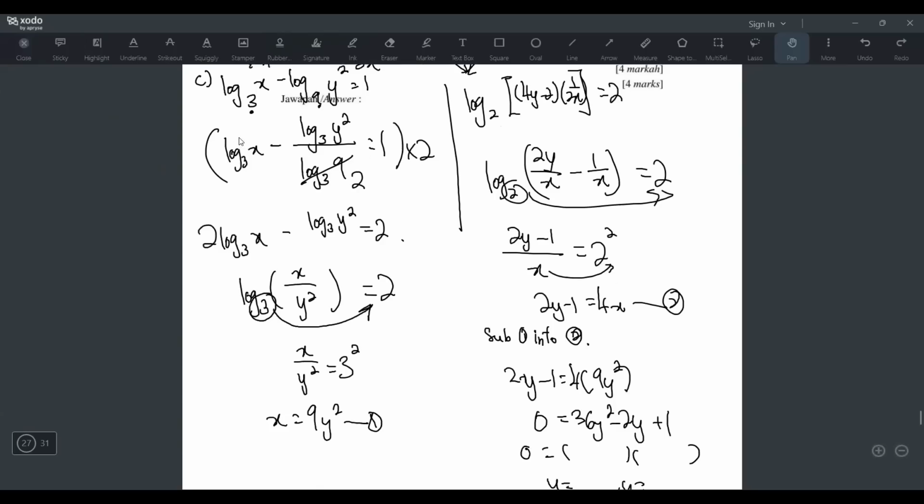Because when you times everything by 2, right? So this one should be 2 log 3x. And then this one, when you times 2, the 2 cuts already, and then 1 times 2 is 2. So I left out the 2 here. There should be a 2 here, right?